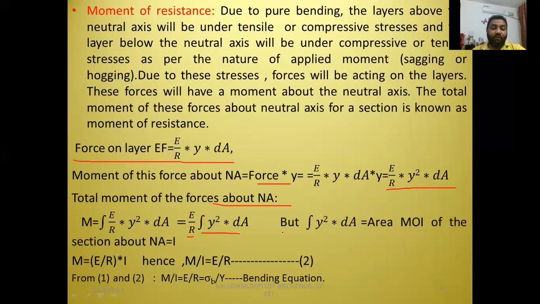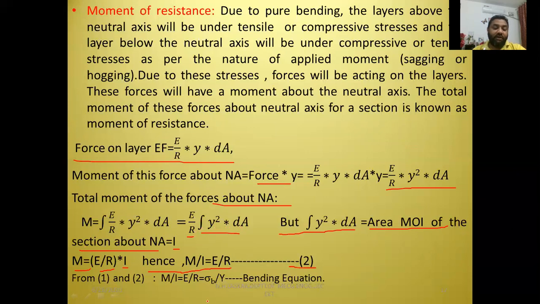And what is integration Y squared dA? Already we have learned that integration Y squared dA is the area moment of inertia of the section about the neutral axis, which is denoted by I. So I can replace integration Y squared dA as I. So I am getting M is equal to E upon R multiplied by I. Hence, M by I is equal to E upon R. This is equation number 2.